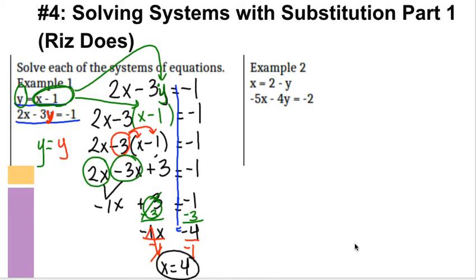So again, if I've got part of my answer, x comma y.